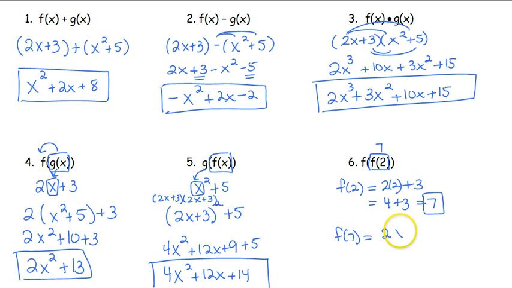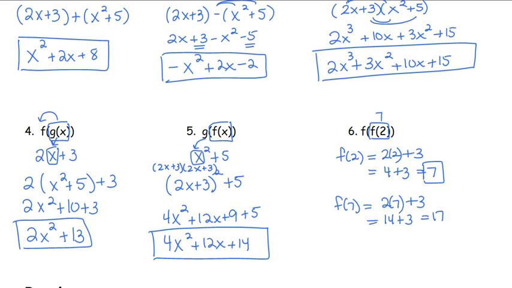So again, we had 2x plus 3. That x is coming out, and the 7 is going in, giving us 14 plus 3, which is 17. So our f of f of 2 is equal to 17. Again, whatever's in the parentheses is what's getting substituted in. So we substituted 2 into f. Once we did that, we got 7 as our answer. So then we still had to evaluate f of 7 to get 17.